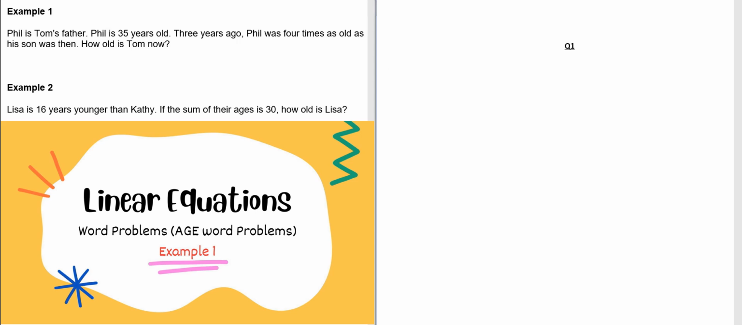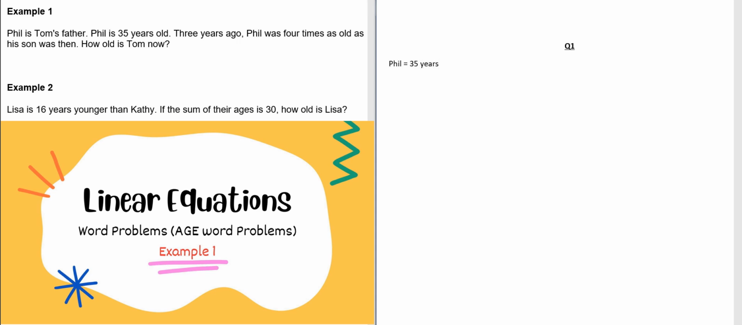Phil is Tom's father. Phil is 35 years old. 3 years ago, Phil was 4 times as old as his son was then. How old is Tom now? So what we are going to do is to write their names. The first person is Phil, which is Tom's father, and he is what? 35 years old. So Phil is equal to 35 years.